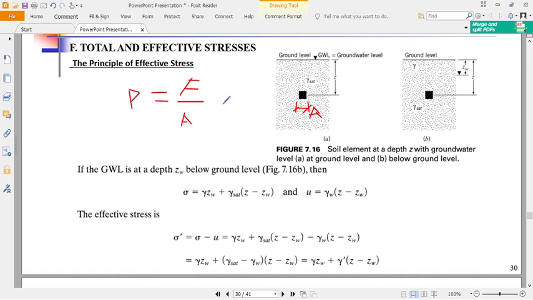And this force is due to the weight of the soil above. Let us assume this is just the density without saturation, and that the groundwater level is at a certain point. Let us take our soil element at a certain level, ZW, before the saturation. Our element is here, and it is of area A. So what is the force?